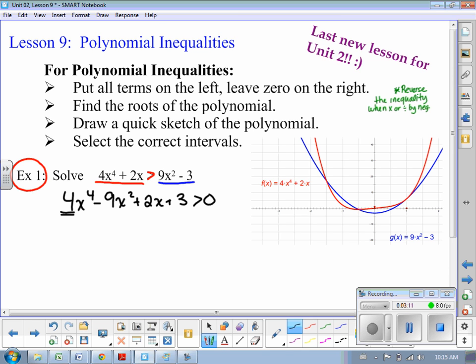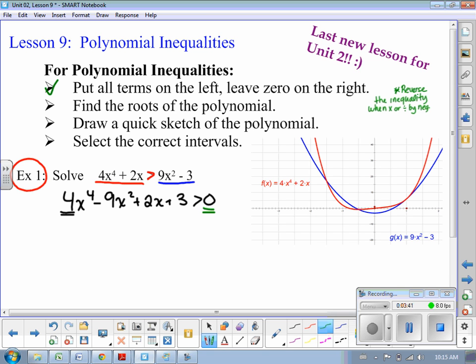The key at this point is to get 0 on one side, because now we can factor and figure out the places where it is equal to 0, which will help us figure out the places where it's greater than 0. So if we're following along at the top with our steps, we've now put all the terms on the left, leaving 0 on the right. Now we're going to find the roots of the polynomial. We know how to do that from previous lessons. It's going to involve factoring that left-hand side.